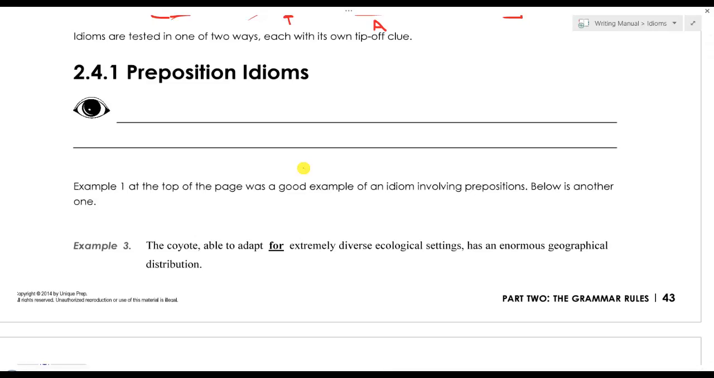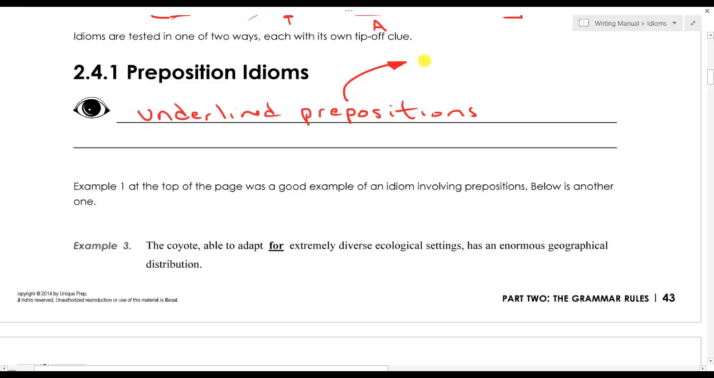Now, how do we recognize idiom errors? Well, one is with underlined prepositions. So go ahead and write down underlined prepositions. This is our first tip-off clue. Remember what the prepositions are. We did go over these in some previous rules, namely subject-verb agreement, if you've done that rule. Prepositions: of, in, to, for, by, with, about, on. Those are some of the more common ones that you're going to see on the SAT, especially when idioms are being tested.